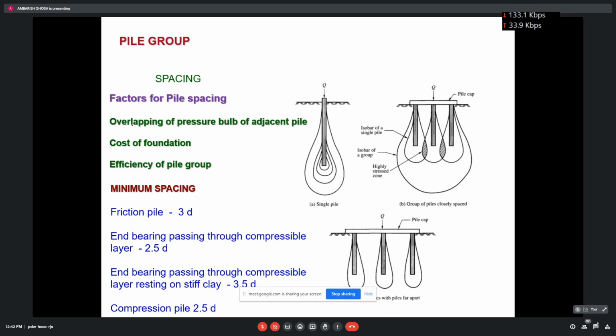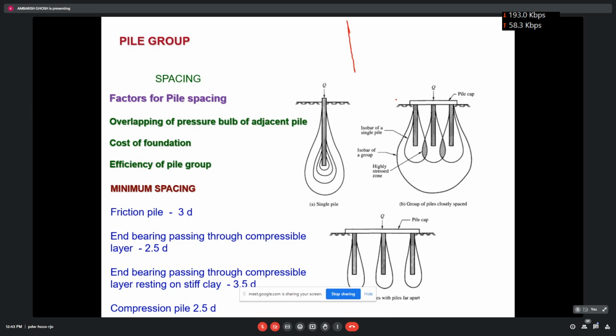So the factors that we will be considering are overlapping of the pressure bulbs of adjacent piles, cost of foundation, and efficiency of the pile group. Now you can see if you go for increasing the pile cap or spacing, then there will be no interference, but the cost of the pile cap will increase. Not only that, even in a project, you may not be able to accommodate them.